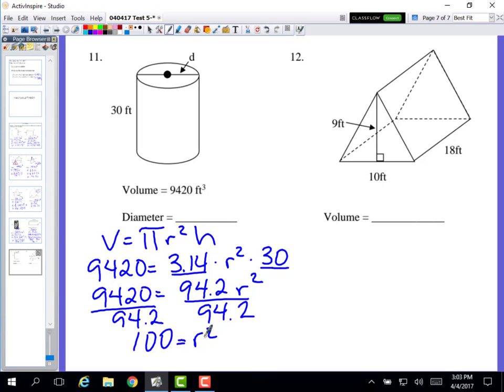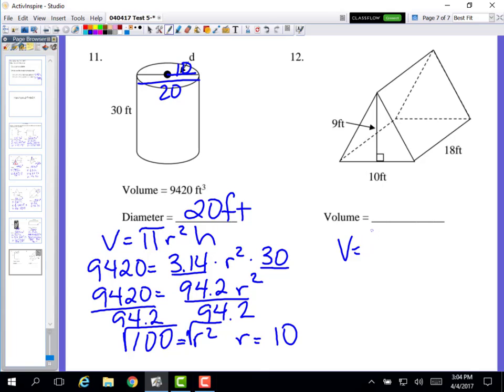Well, r squared and d are not the same thing. R squared is r times r. So really what I'm looking for is what number can I multiply by itself to give me 100? And we know that that's 10. So what I'm really doing is taking the square root of r squared to find r, and r is equal to 10. So if the radius is equal to 10, what is my diameter? Well, if the radius is 10, that means the diameter has to be 20. So 20 feet.